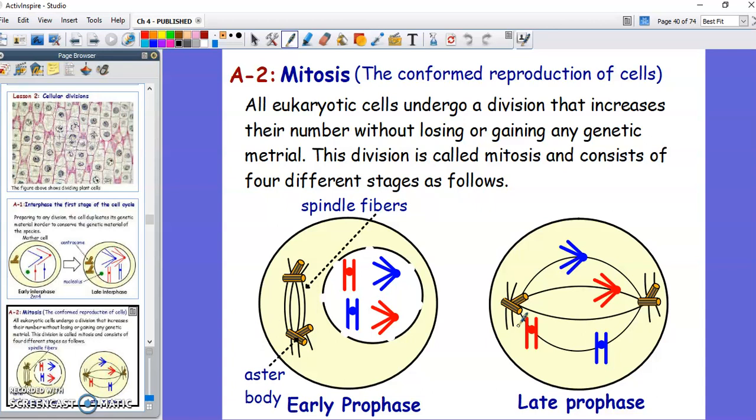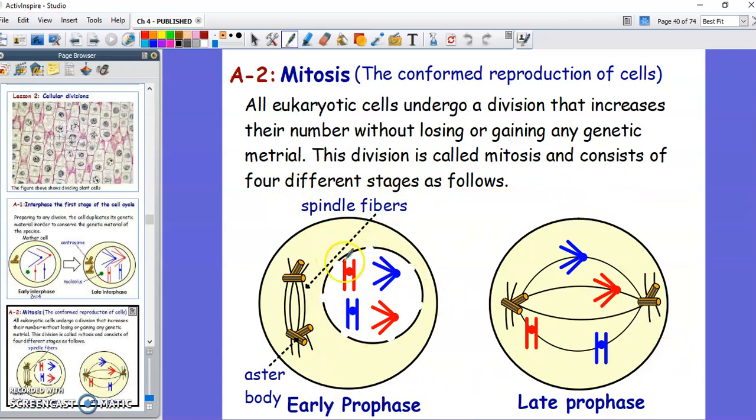Because when it gives half, we go into another process, which is meiosis, and we're going to talk about this later on. But when we say mitosis, it means I have a cell containing 4 chromosomes. It will end up dividing, giving two daughter cells, each containing the same number as this one here, okay? This division is called mitosis, and we said it consists of 4 different stages, starting with the prophase.